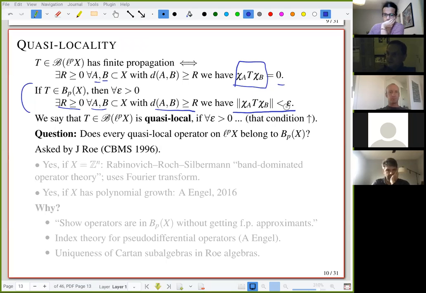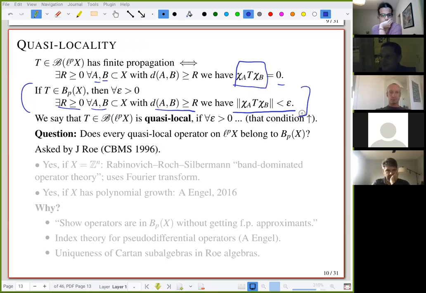because you can always approximate up to epsilon over 2 by a finite propagation operator, and then you get zeros literally as cut downs. And so cut downs of the original operator are going to be bounded in norm by epsilon. And so we're just going to make it a definition. We say that an operator is quasi-local if that happens.